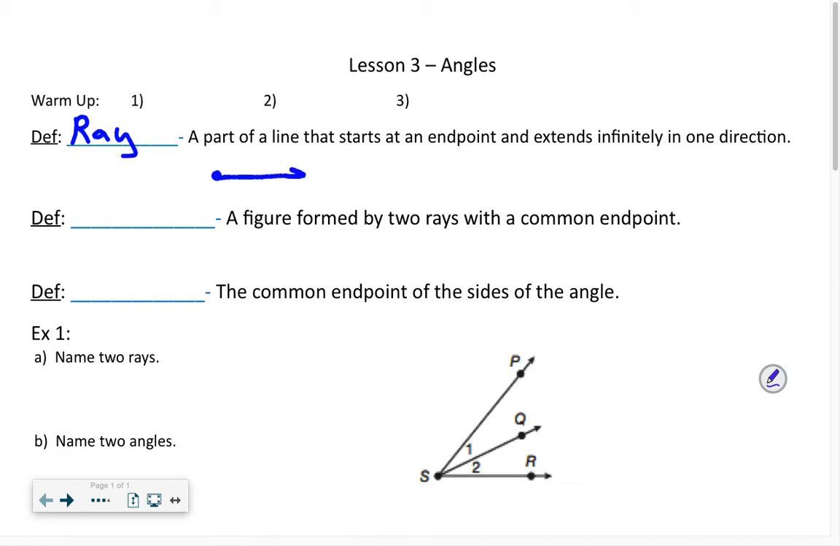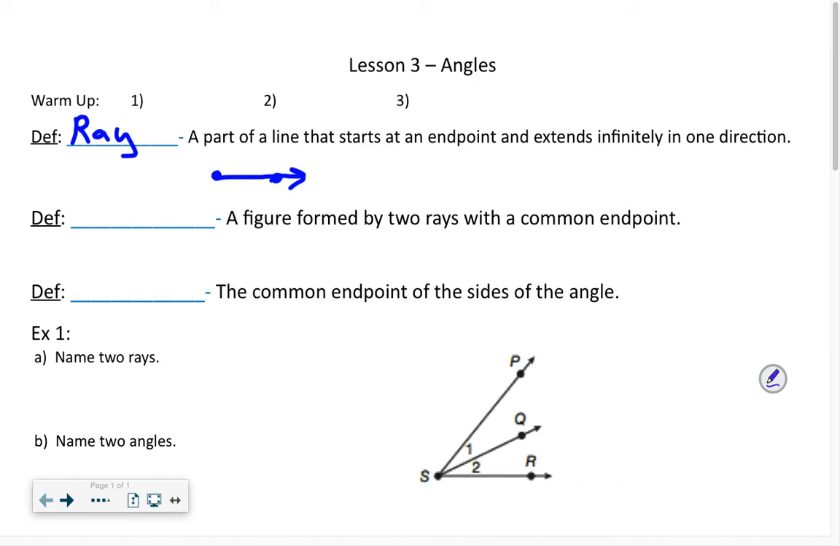A ray has a beginning point. It's going to go through a point so that we can indicate the direction, but then it's going to go on forever through that point. A ray: part of a line that starts at an endpoint and extends infinitely in one direction.